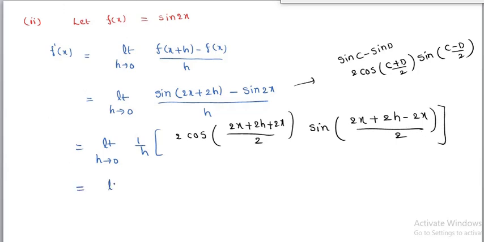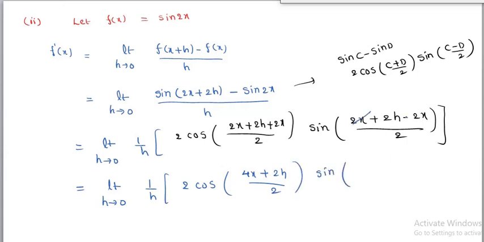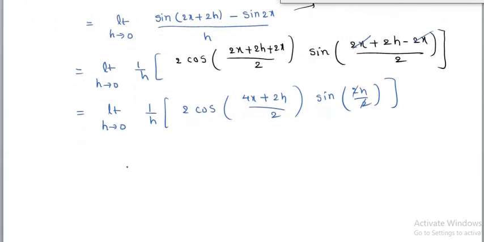So limit h tends to 0, 1/h, 2 cos((4x+2h)/2) sin h. The 2 cancels with 2h by 2. So limit h tends to 0, 1/h, 2 cos(2x+h) sin h.